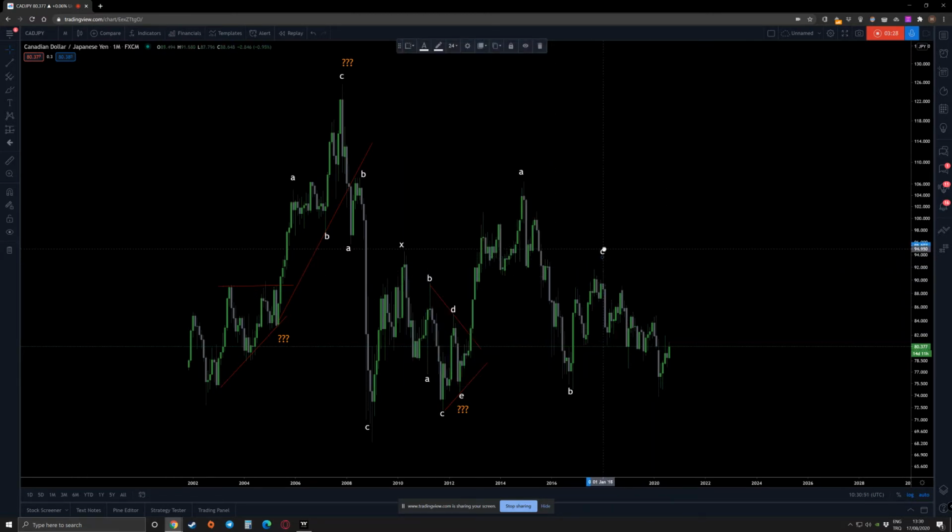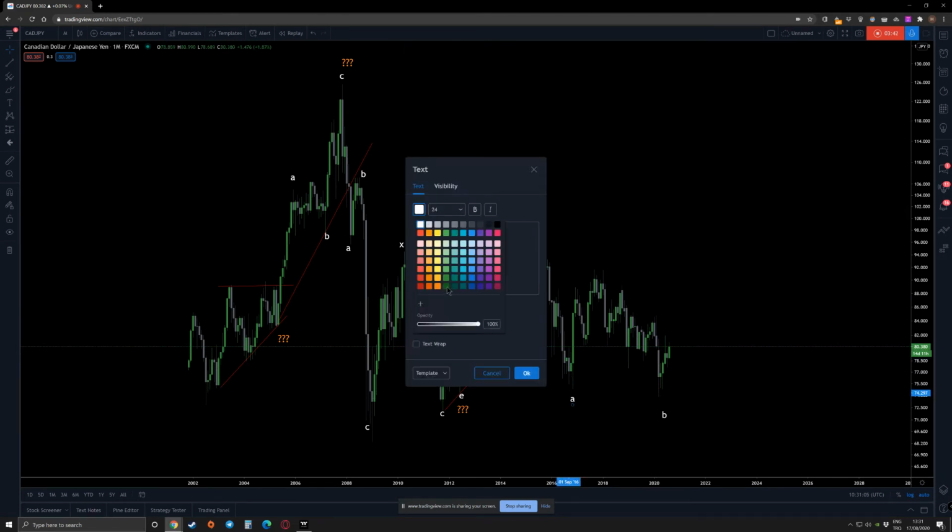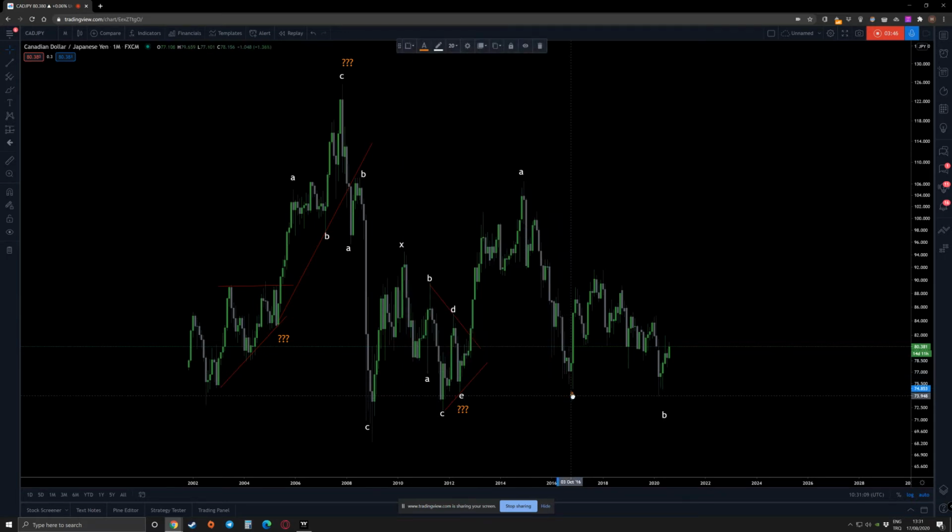Because of this, I would rather think that the B wave is not done, and whatever this is, it is just a part of the B wave. For example, it can be something like, on a lower degree, a wave A, or maybe even A here. So from this idea, you can immediately assume that our bearish view on the chart is continuing.